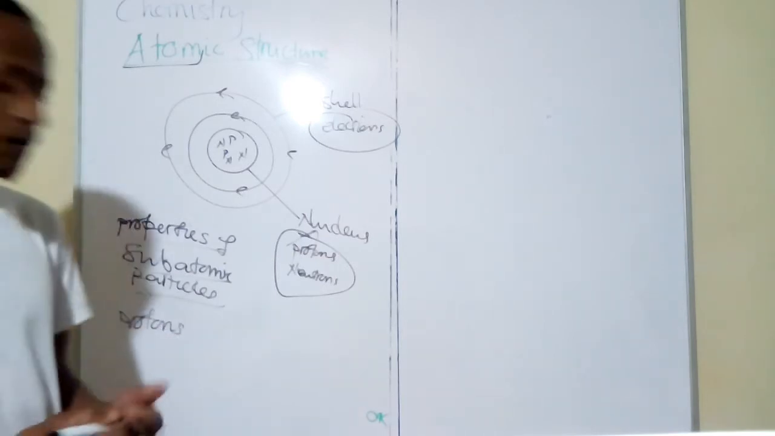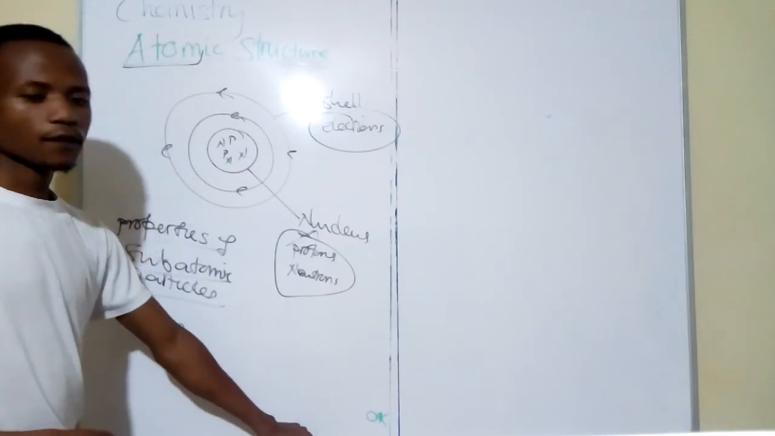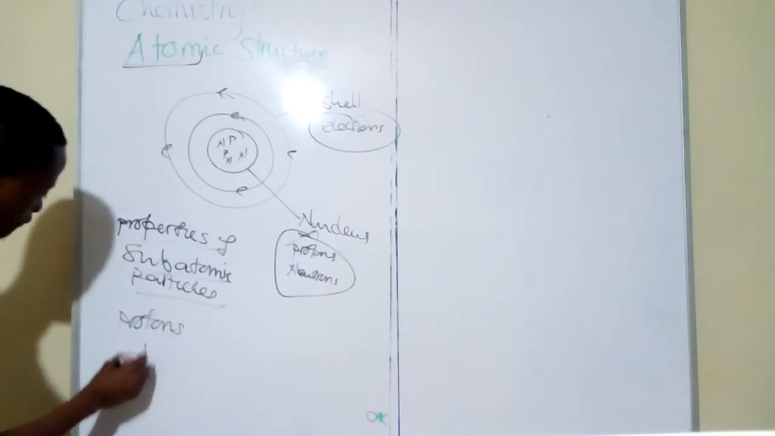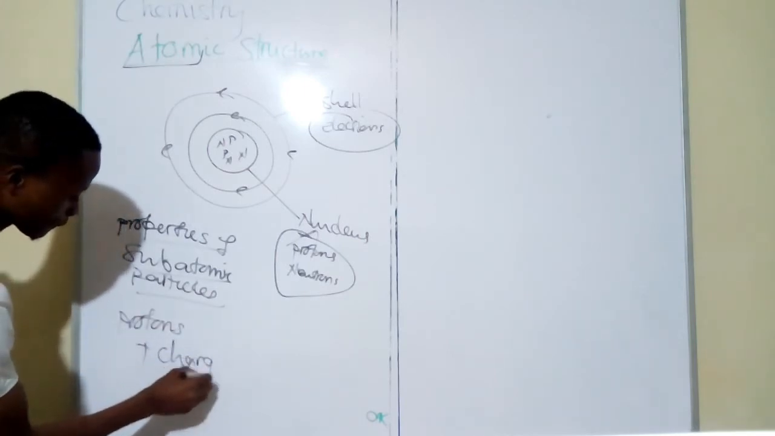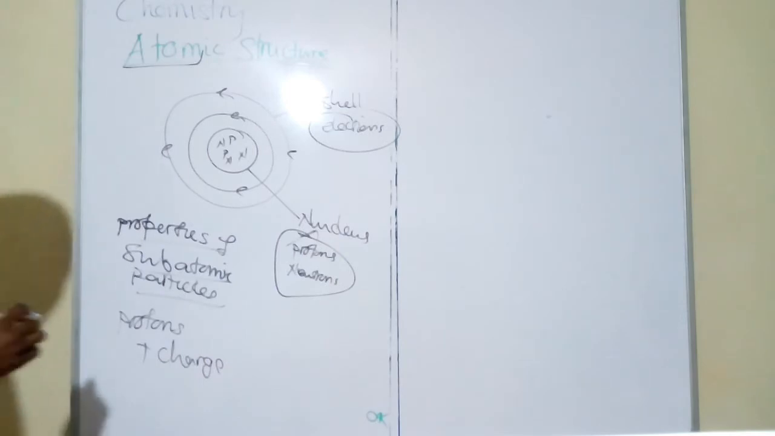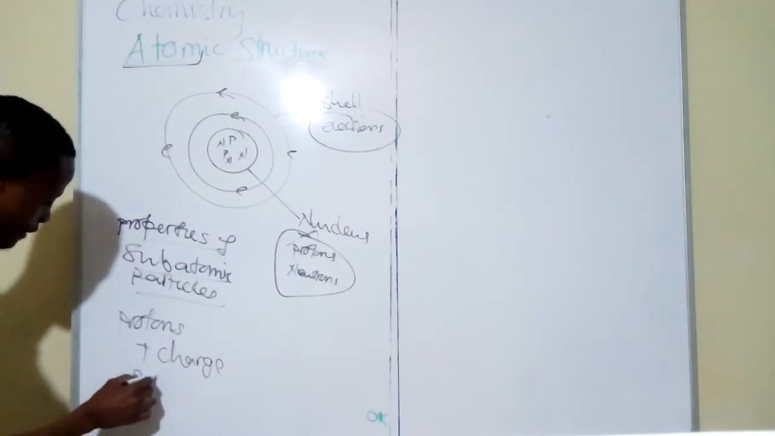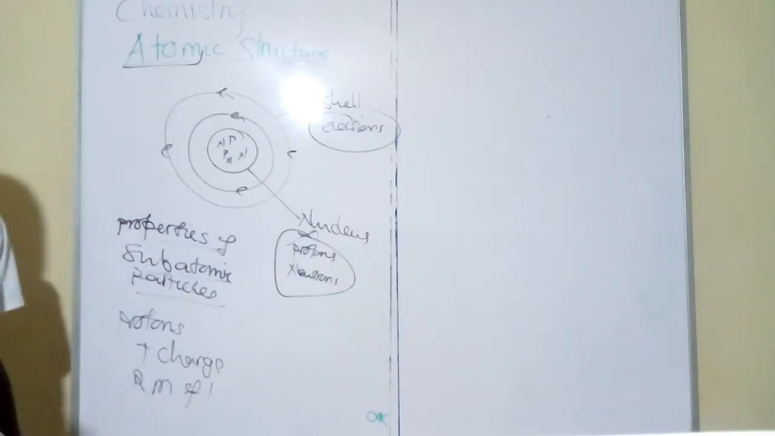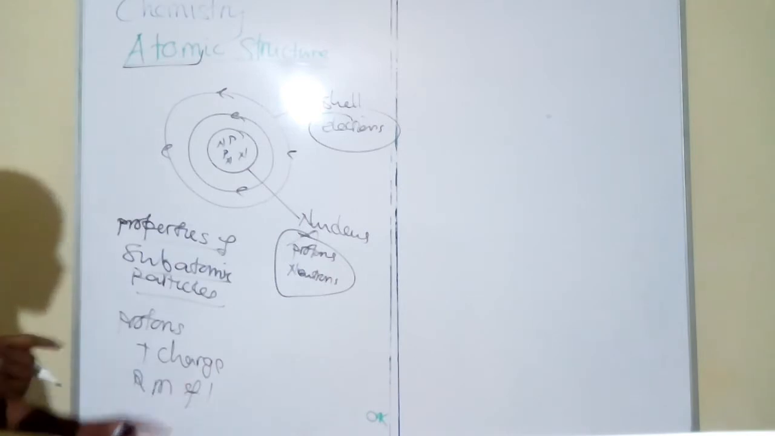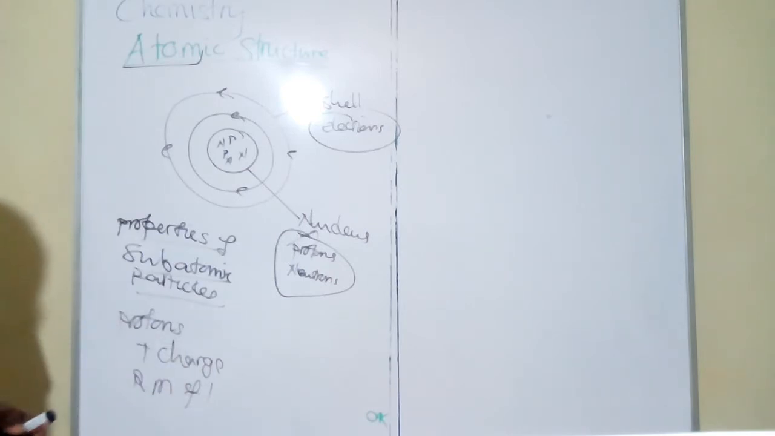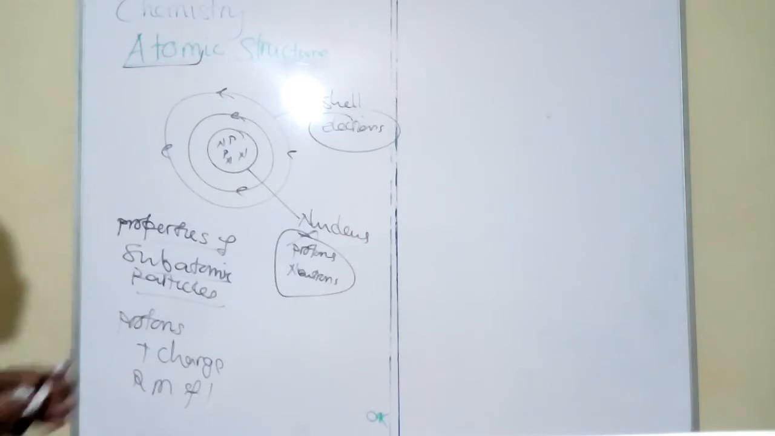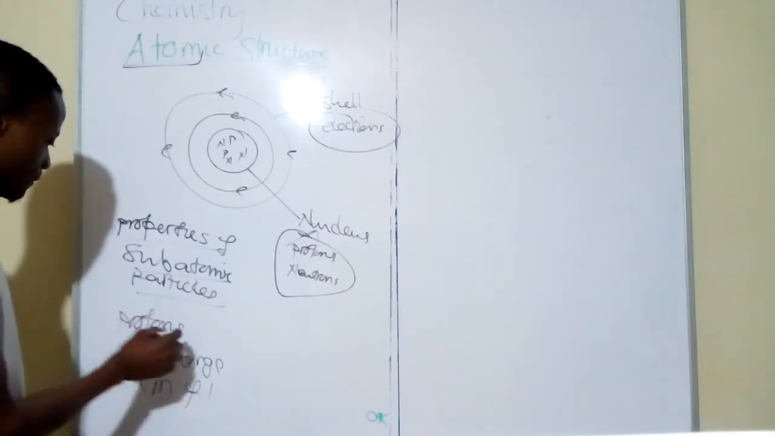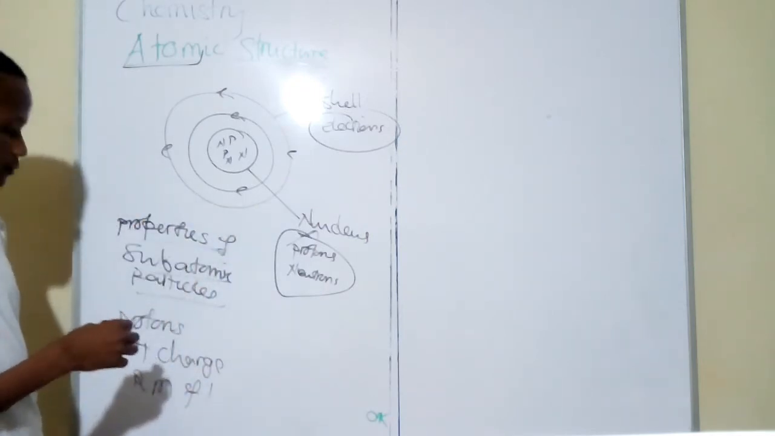Protons are positively charged. The protons have a positive charge. And they have a relative mass of 1. Therefore, 1 proton is equivalent to a mass of 1. Then the charge is a positive charge. Then, apart from the protons, we also have the neutrons. Remember, these two are found in the nucleus of an atom.